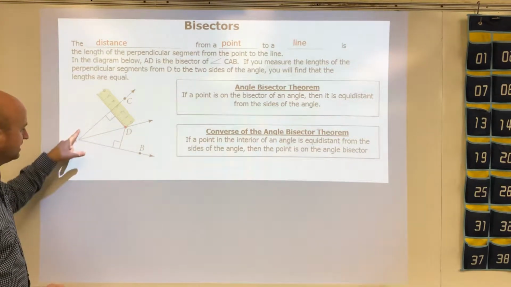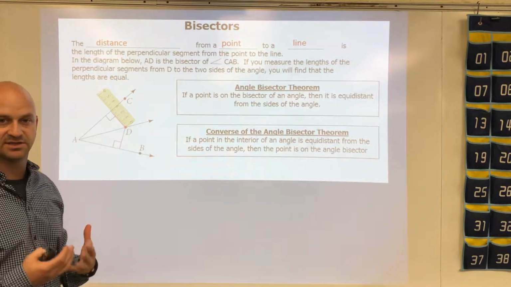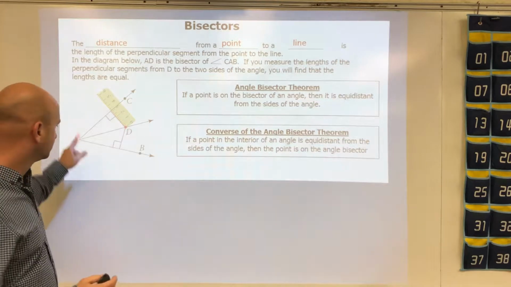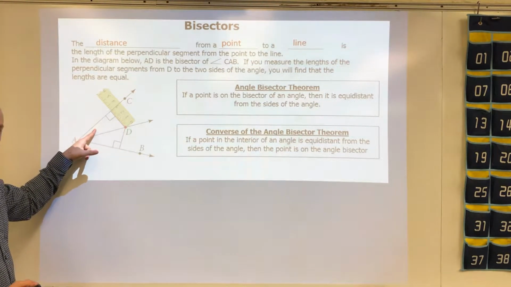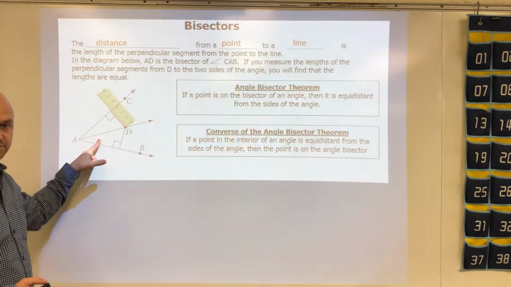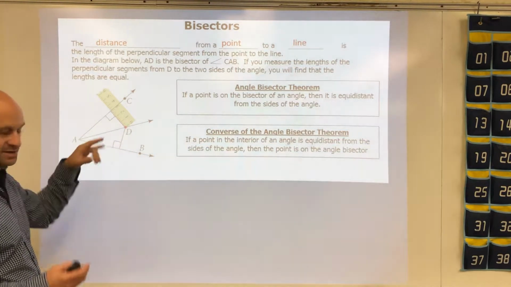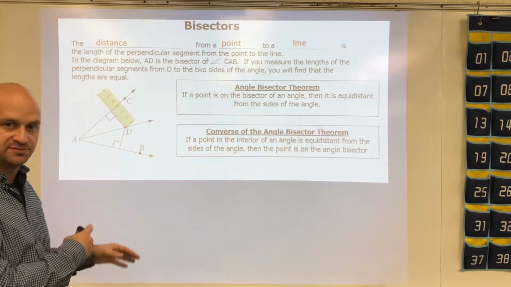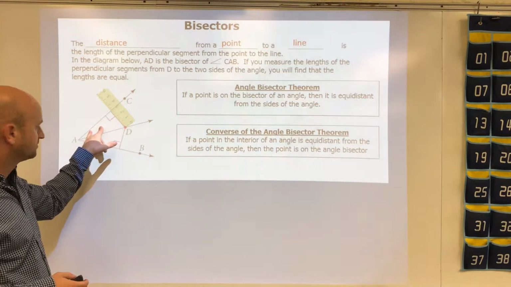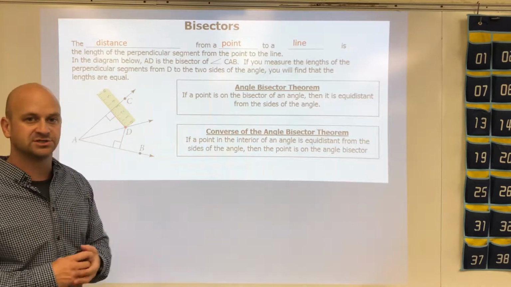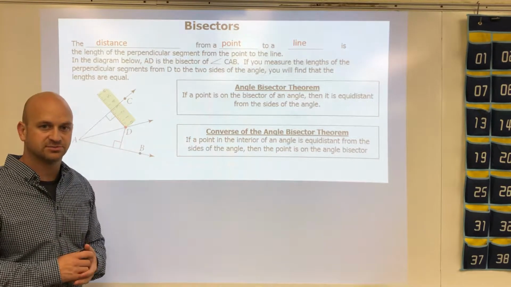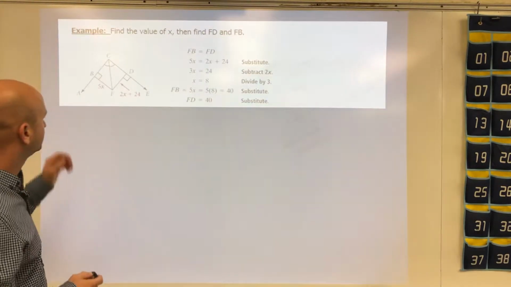Now the angle itself, by definition, means it gets bisected, which means it gets split in half. So if this whole angle was 30, this part would be 15, and this part would be 15. If we had an algebra expression, which we'll see in a few minutes, this part would equal this part, and then we would use our congruent equation to solve those types of problems. All right, so here's an example.